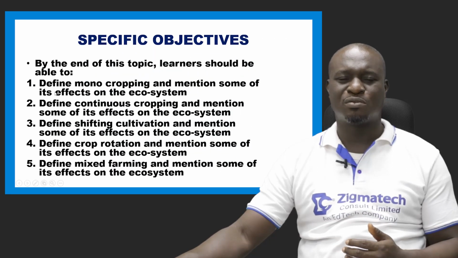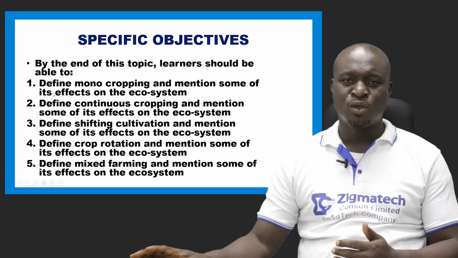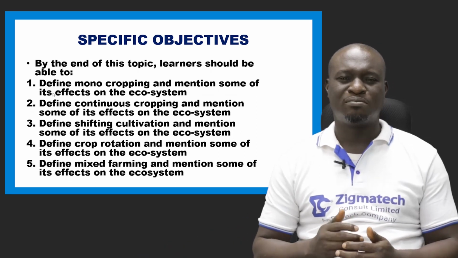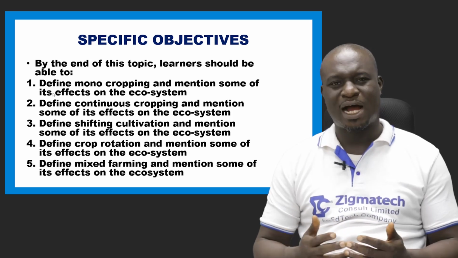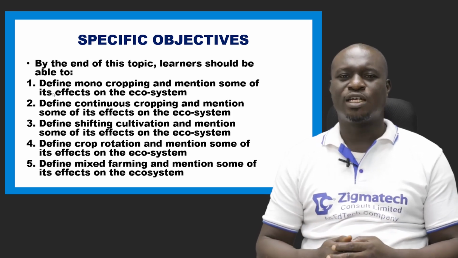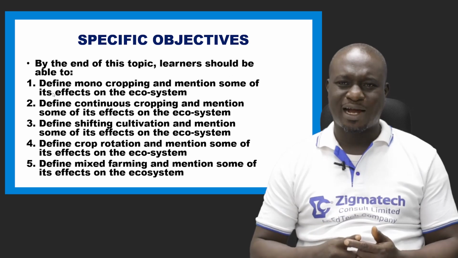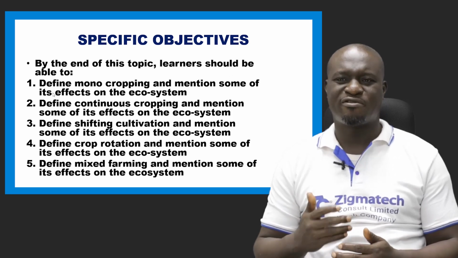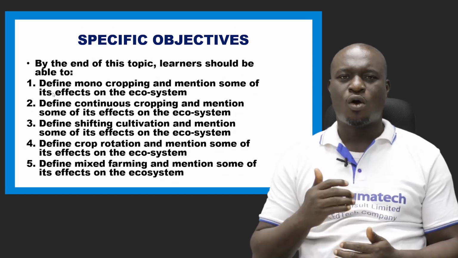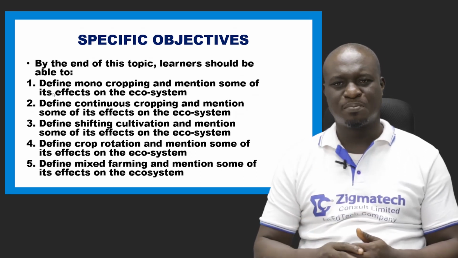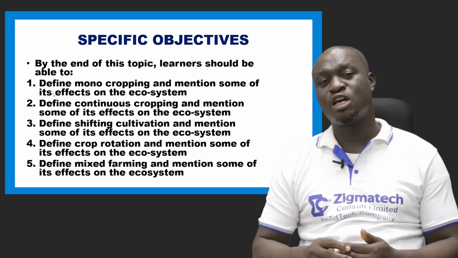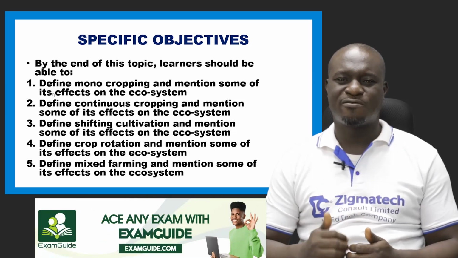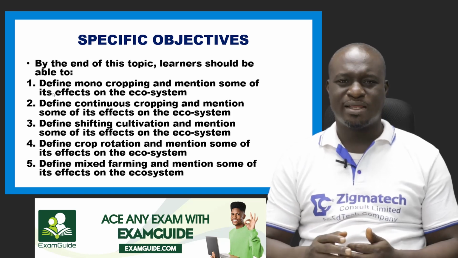Now, also by the end of this particular class, you are expected to have a knowledge of the following specific objectives. One of the specific objectives you should be able to explain or actually give an answer to is, number one, you should be able to define monocropping like we just said, and also mention some of the effects of monocropping in the ecosystem. And number two, you should also be able to define continuous cropping and also tell us some of the effects of continuous cropping in the ecosystem.